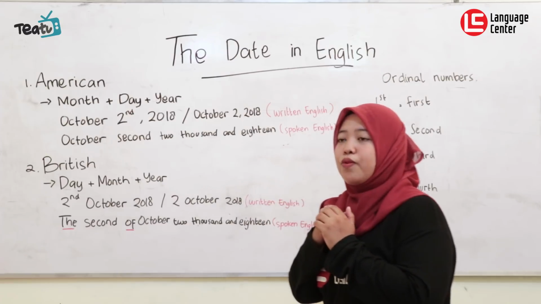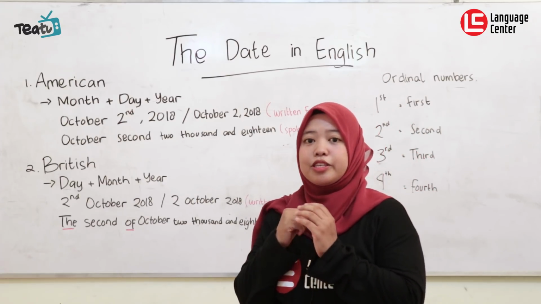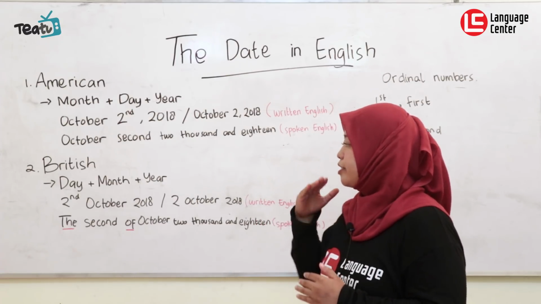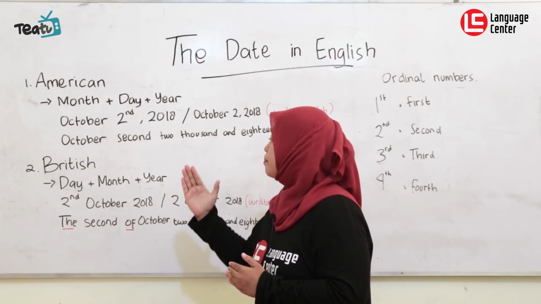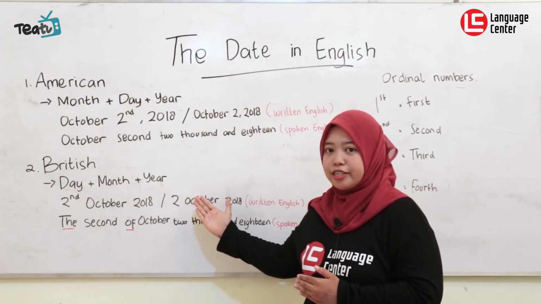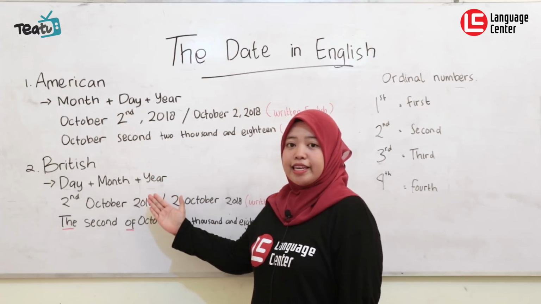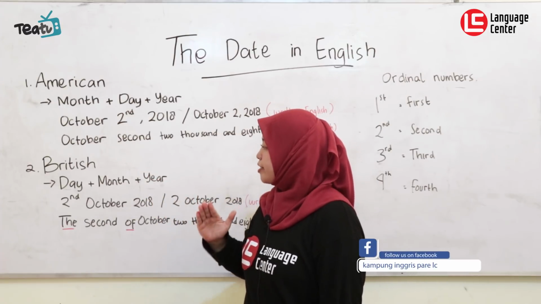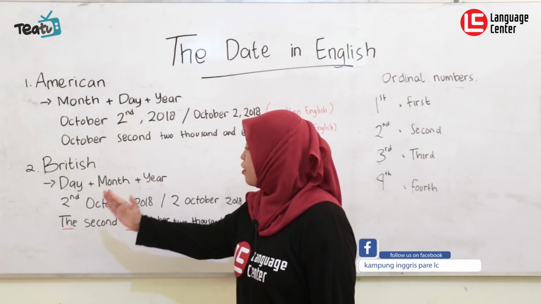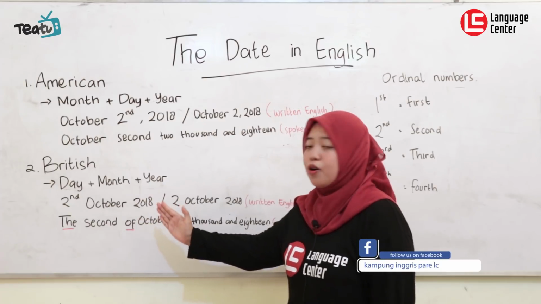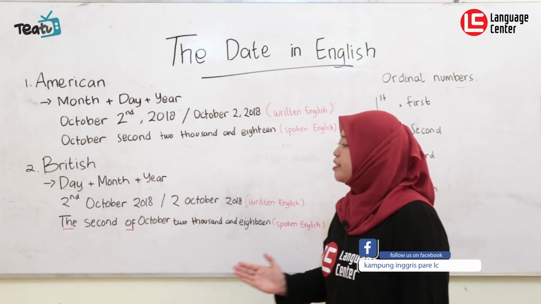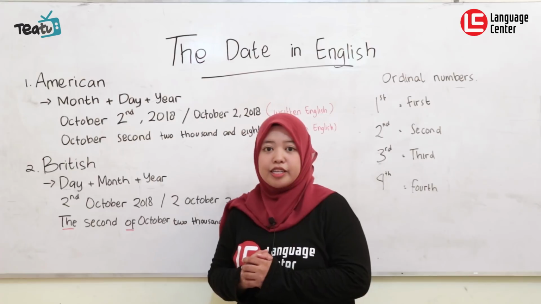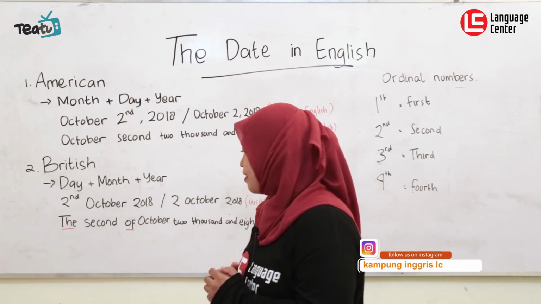And then the second way is the British way. If you want to say the date in the British way, the pattern is day first, and then month, and then year. Day, month, and year. For example, the 2nd of October 2018.